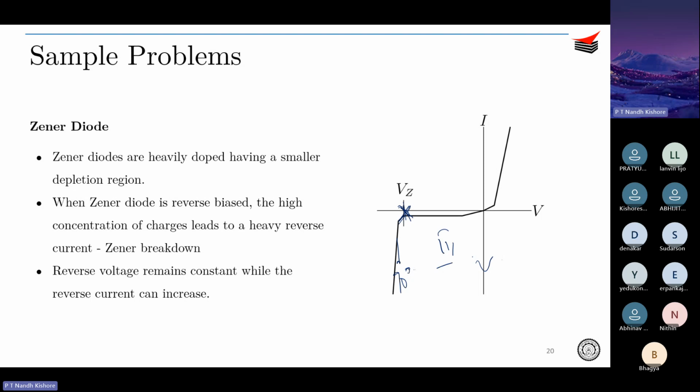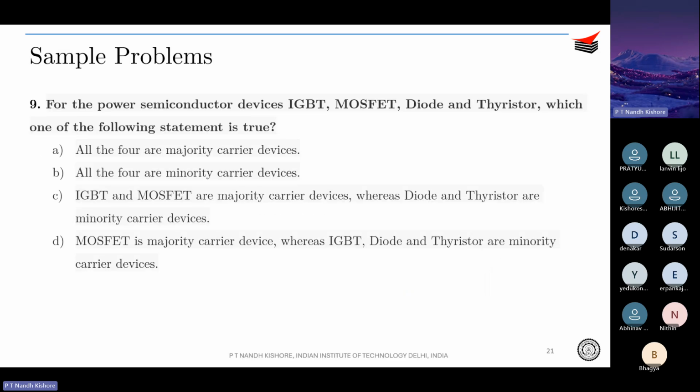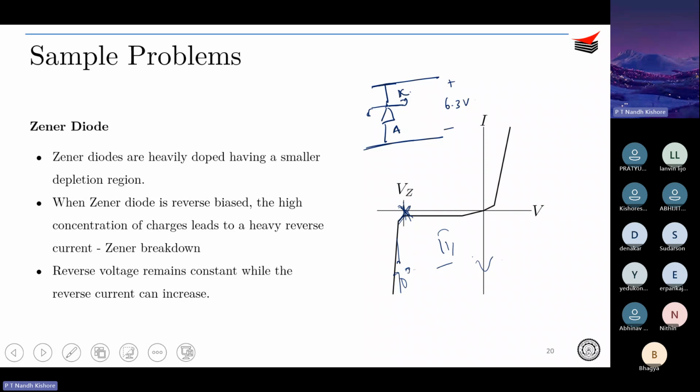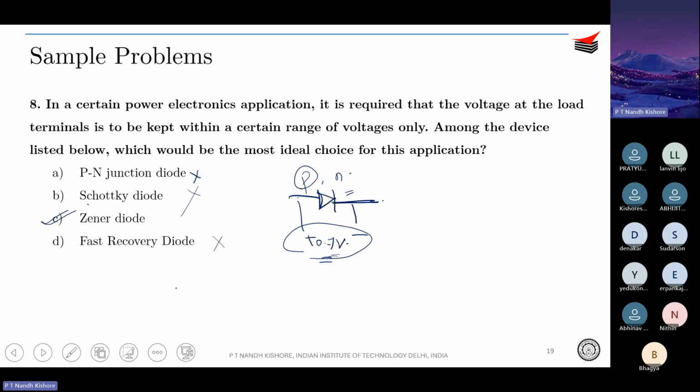So that is why when you connect your Zener diode, you always connect it like this. Let's say across this you want to maintain 6.3 volts. You will connect your 6.3 volt Zener like this, anode and cathode. So you will connect it in reverse. Anode will be over here and cathode will be over here. This is how you will connect it. So essentially, the answer is Zener diode.